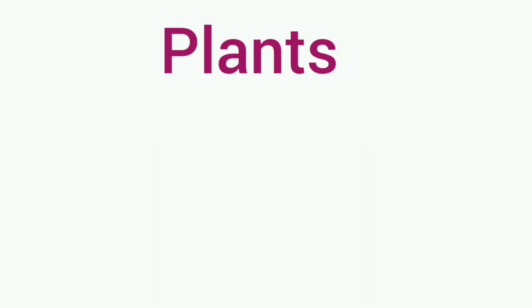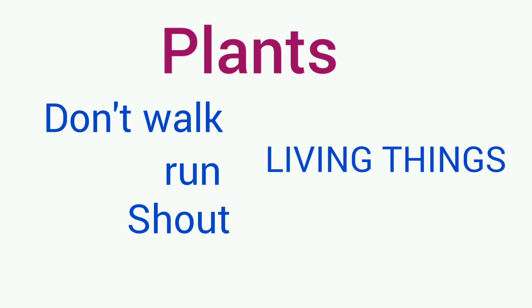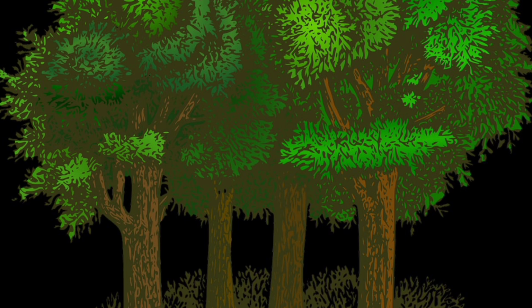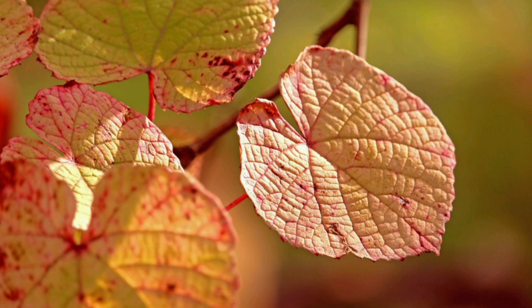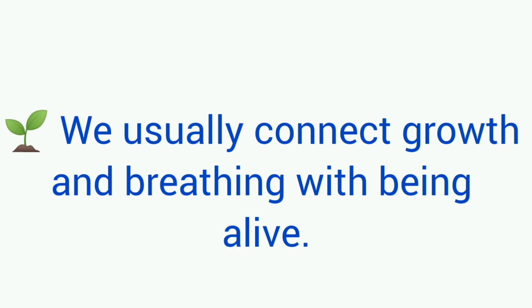And now think about plants. They don't walk, run, or shout. Yet we know they are living things. Then some of you might say because they are green. But not all plants have green leaves. Some are red or yellow too. Then how do we know they are alive? Because we have seen that plants grow over time, and so we usually connect movement like breathing or growing with life.